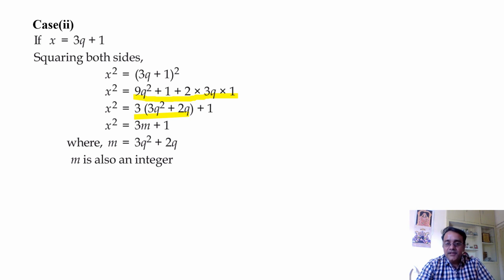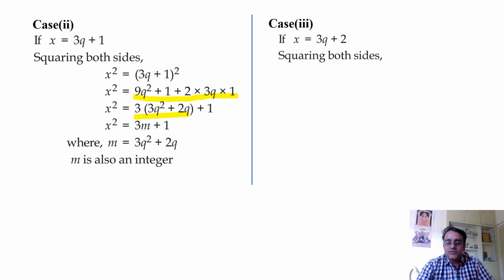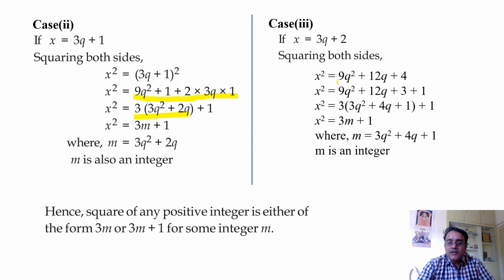Okay. Now the case 3, x is equals to 3q plus 2. When we'll square both sides, we'll get 9q square plus 12q plus 4. Now we'll split 4 as 3 plus 1. After that we will take 3 common, 3q square plus 4q plus 1 will remain. That we will replace by m, where m is any integer, 3q square plus 4q plus 1. So hence square of any positive integer is either of the form 3m or 3m plus 1 for some integer m. So this is question number 10.